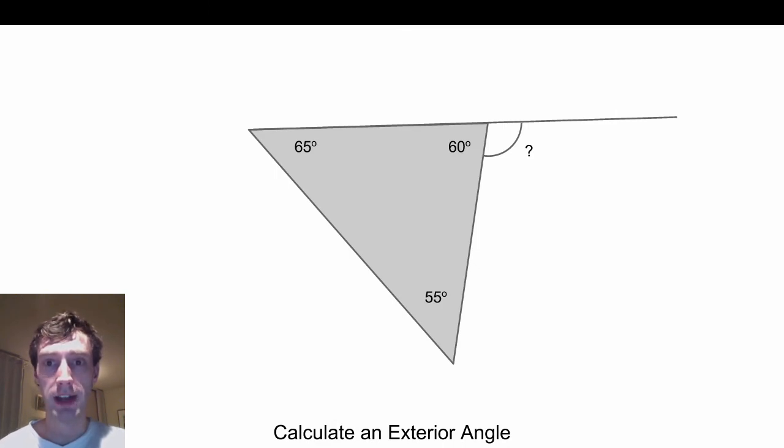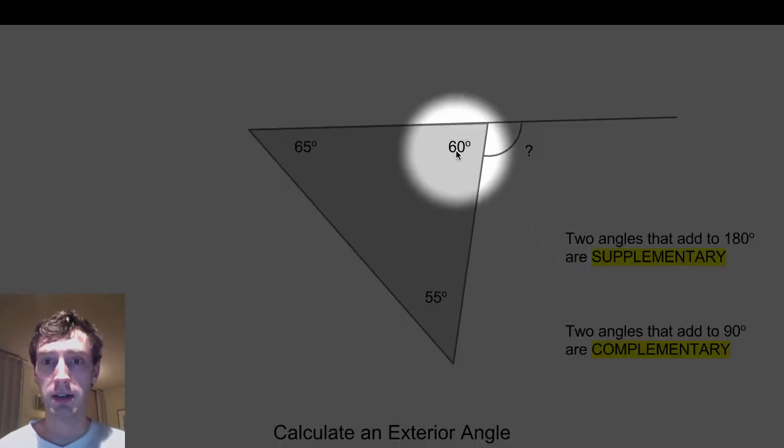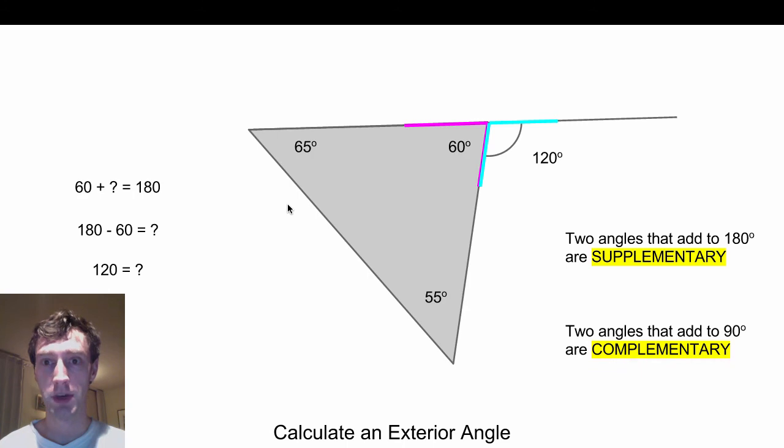When I know the interior angles, I can calculate an exterior angle. I have two properties that I can look at. Two angles that add to 180 degrees are called supplementary, and two angles that add to 90 degrees are called complementary. This pair here, 60 degrees and my unknown, will form a supplementary pair. So I've got 60 degrees and I've got my unknown. I can use the same formula. 60 plus the unknown gives me 180. That means my unknown is the difference between 180, my straight line across here, and 60 degrees. So that means my unknown is 120 degrees.